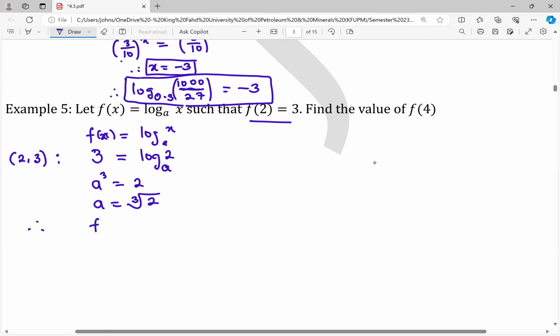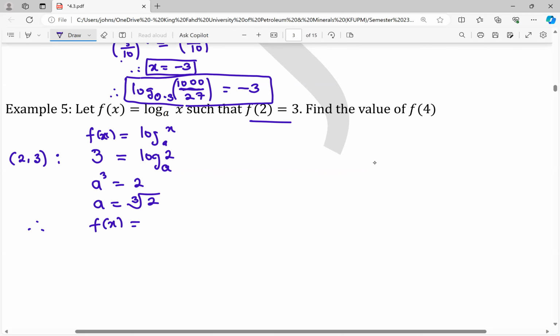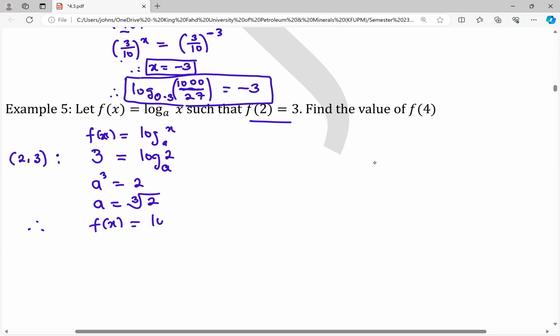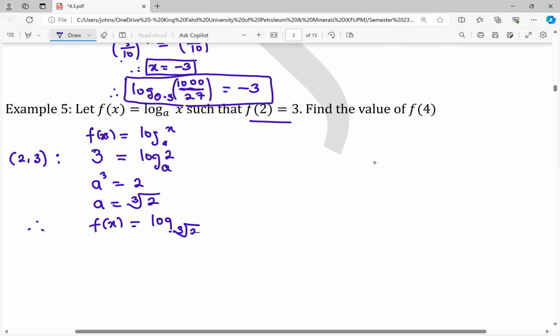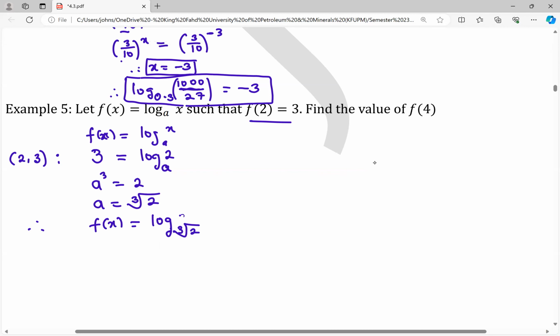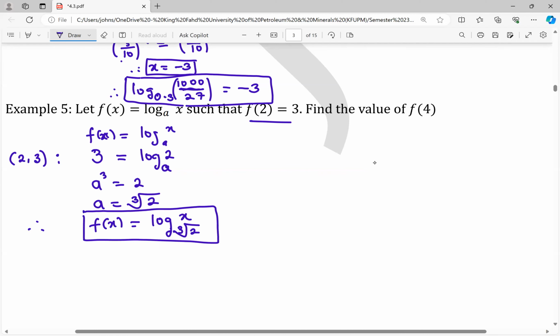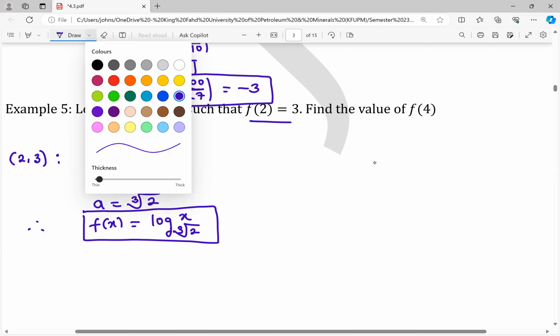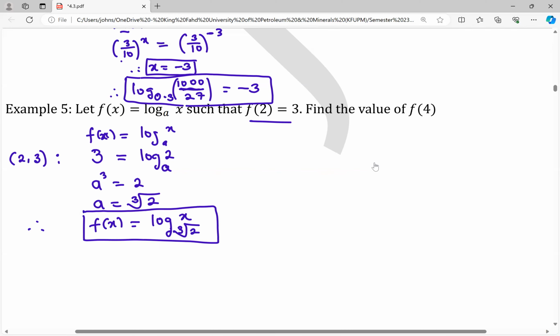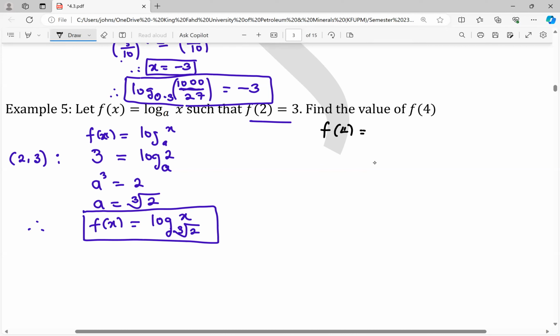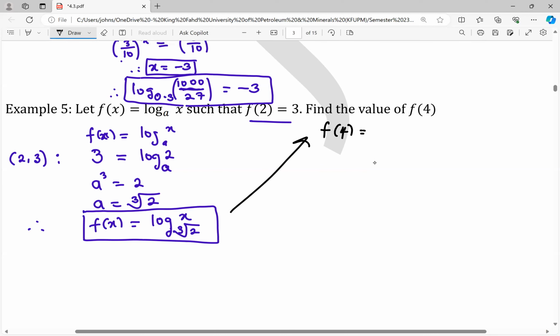So what does that mean? It means our function f of x is nothing but log to base a, but a is the cube root of 2, then of x. So this is our function f of x, right? Now that we have f of x, we can find f of 4. So what is f of 4? F of 4 is just going to be what? So we're moving from here to here. F of 4 is just put x to be 4.